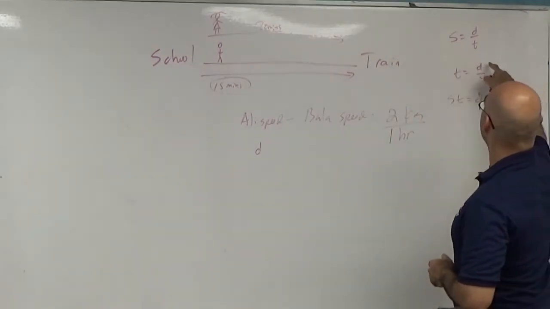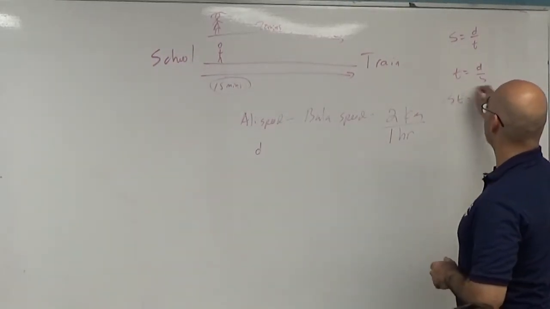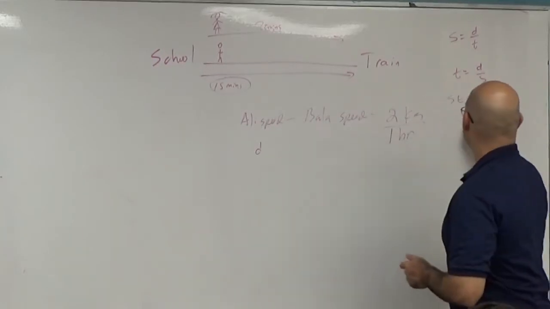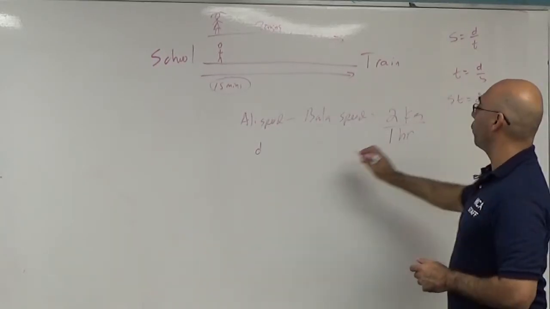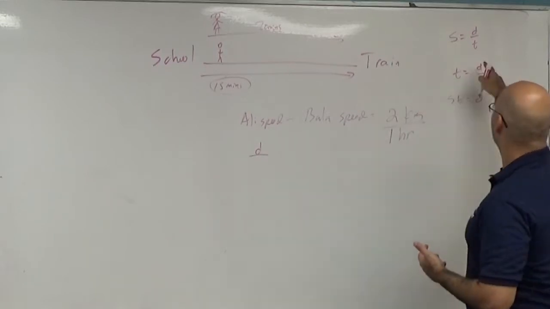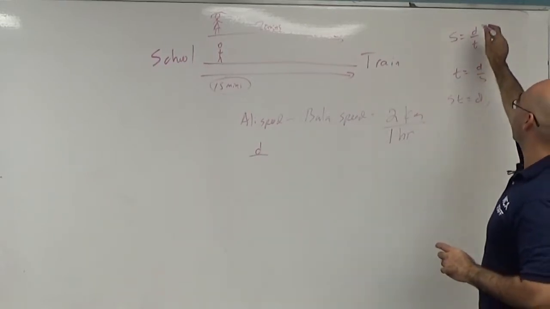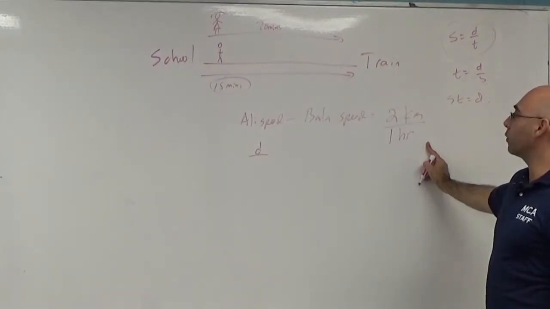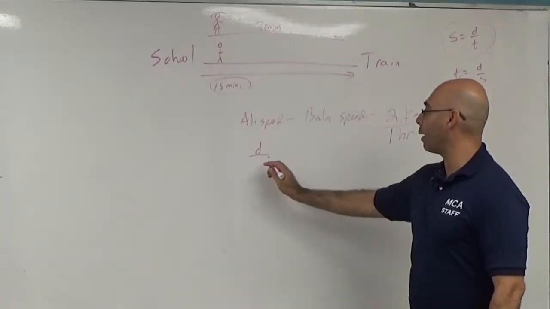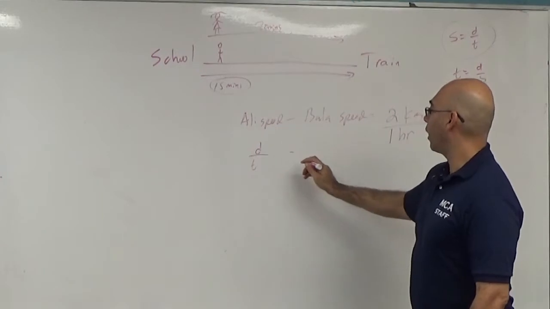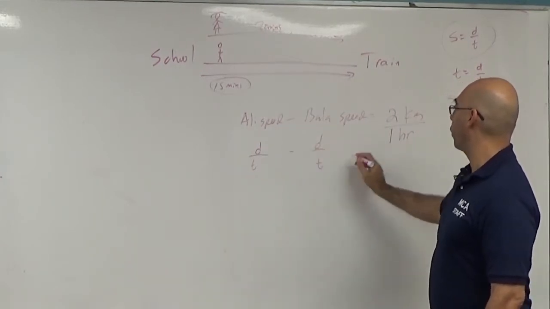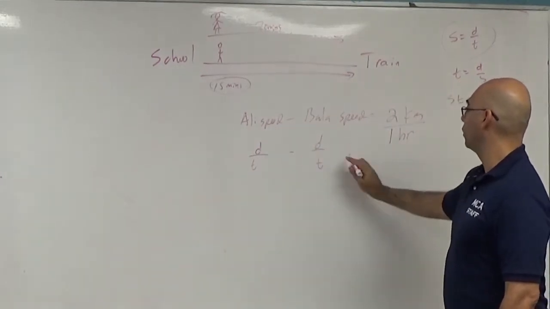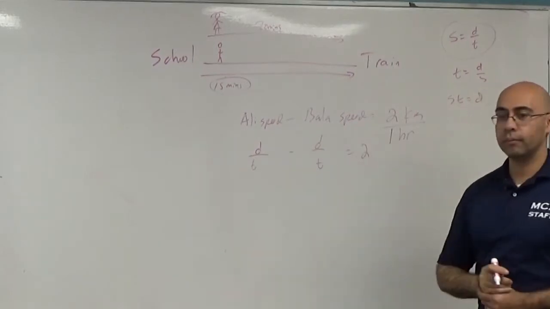So we're going to deal with this one, basically. Well, not yet. I don't know the distance, but we're going to deal with this one here, because this is speed, isn't it? So we're trying to figure out their speed. Distance divided by the time for Ali, minus distance divided by the time for Bala, should equal 2.